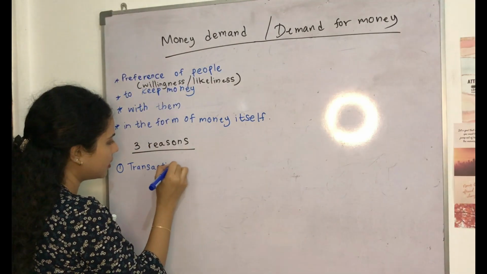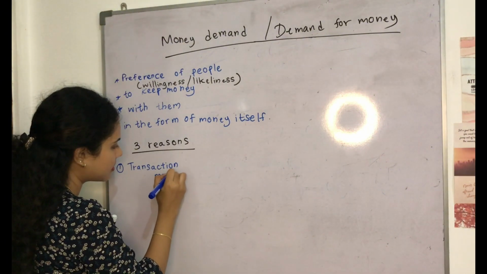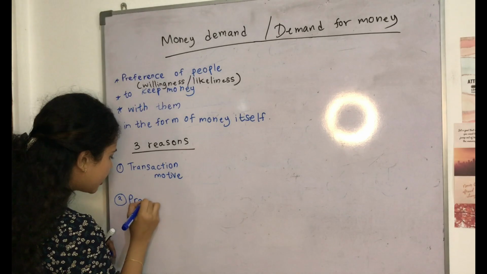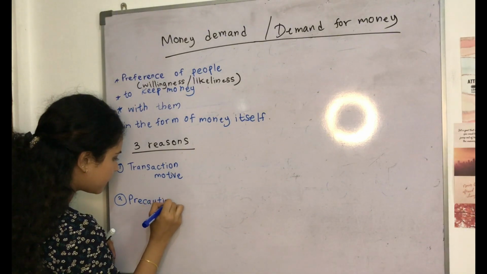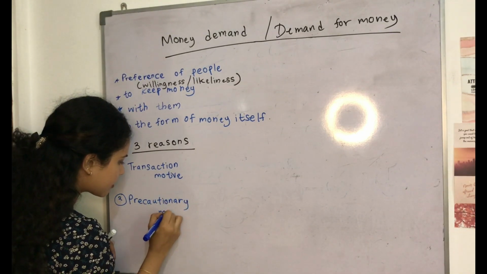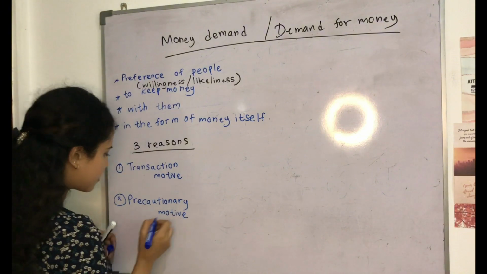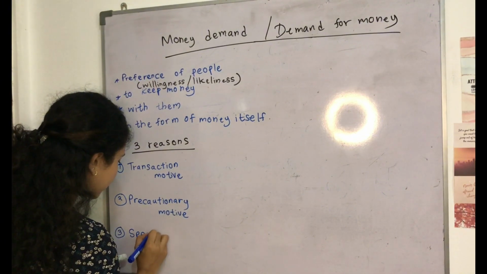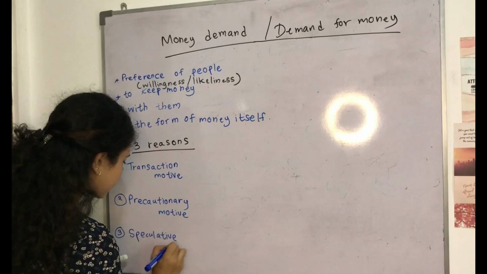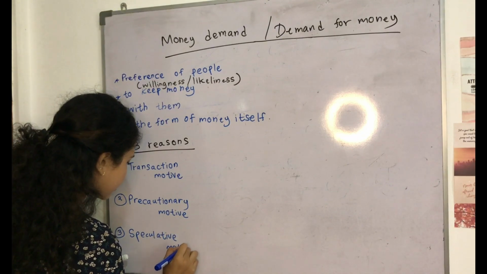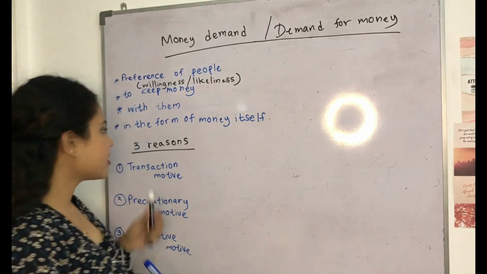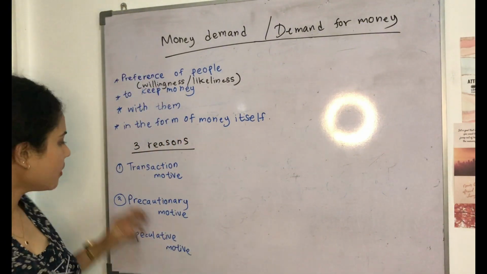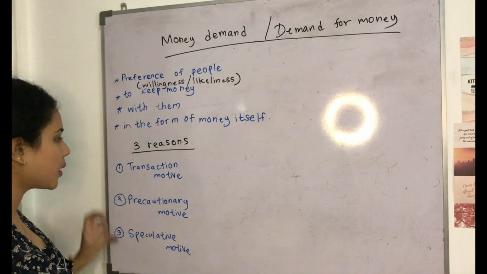Transaction motive, precautionary motive, speculative motive. These are the 3 reasons behind why people demand money: transaction motive, precautionary motive and speculative motive.